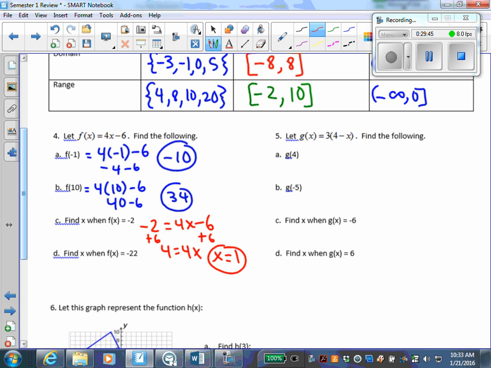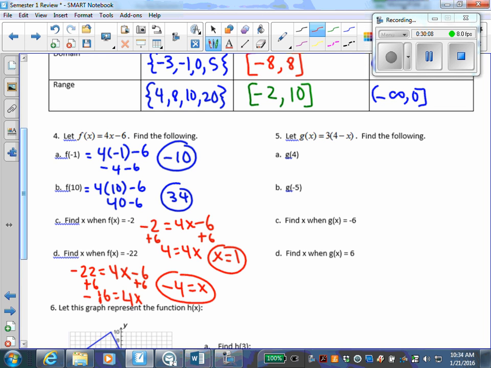Find x when f of x is -22. So -22 equals 4x minus 6, add 6, what is that? Negative 16 equals 4x. Divide by 4, I get negative 4 equals x.